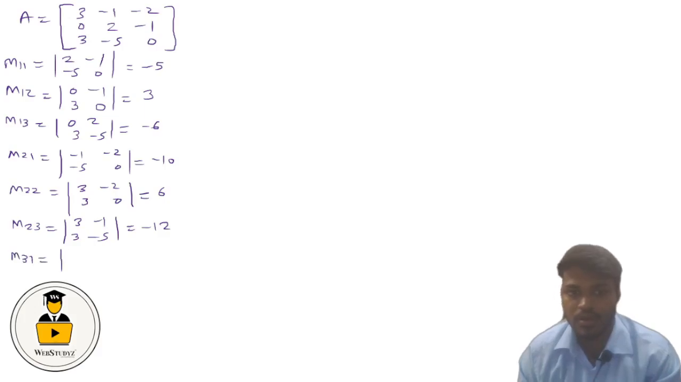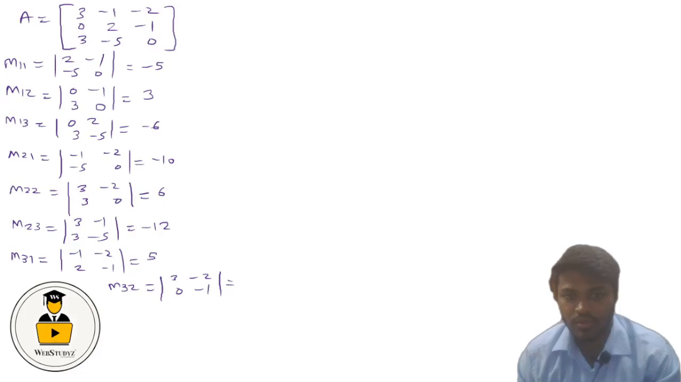M31 will be equal to third row, first column. So this is minus 1, minus 2, 2 minus 1. So this is 1, 1 plus 4, which is 5. Then M32 will be equal to third row, second column. 3 minus 2, 0 minus 1. So this will be minus 3 into 0. So it is minus 3.